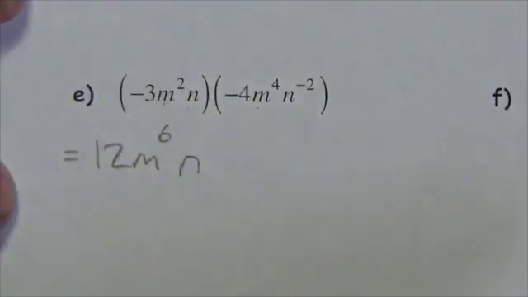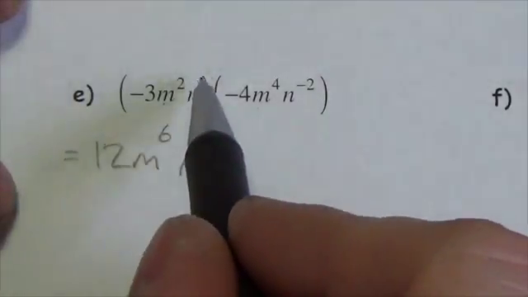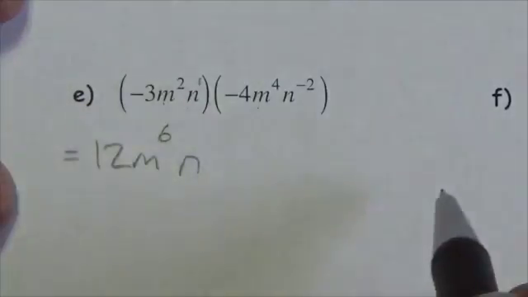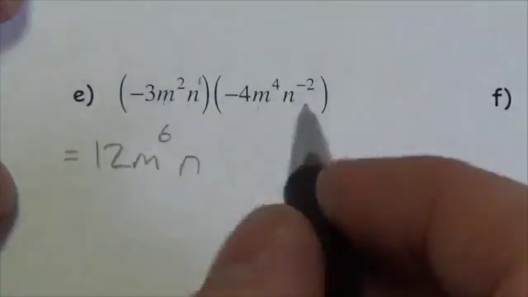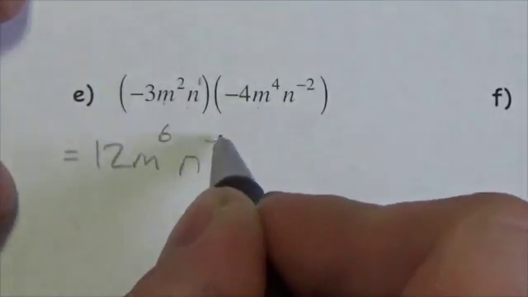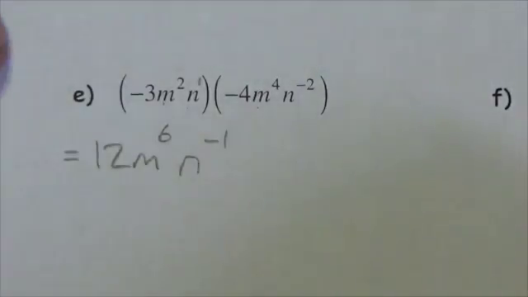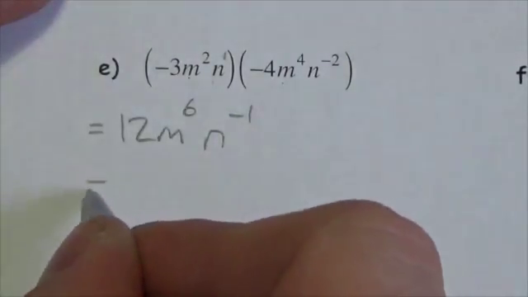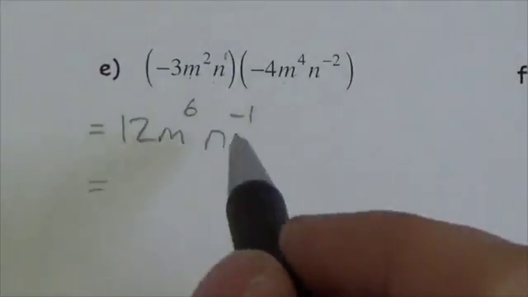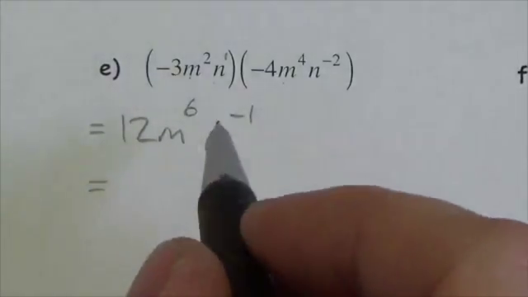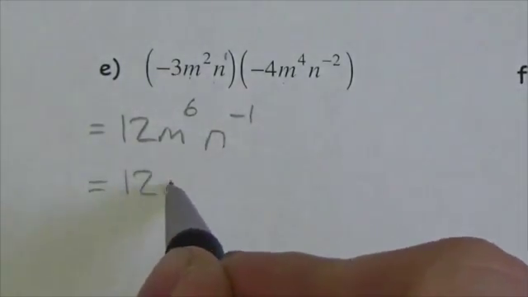Now I've got two powers of n. This is n to the 1. Remember, if you're not seeing it, it's a 1. And then negative 2. And if you add those together, 1 and negative 2, you'll get negative 1. Except that the restriction in this particular problem is that we write everything with positive exponents. So I've got an issue here with this negative exponent. But it's just a negative 1.